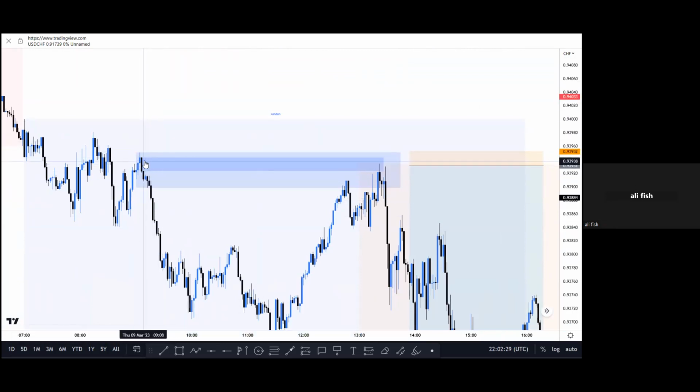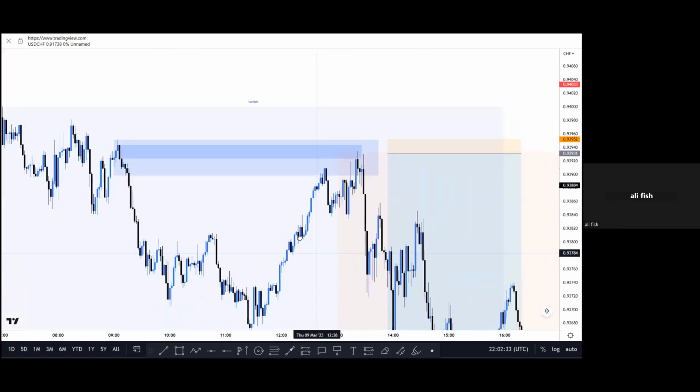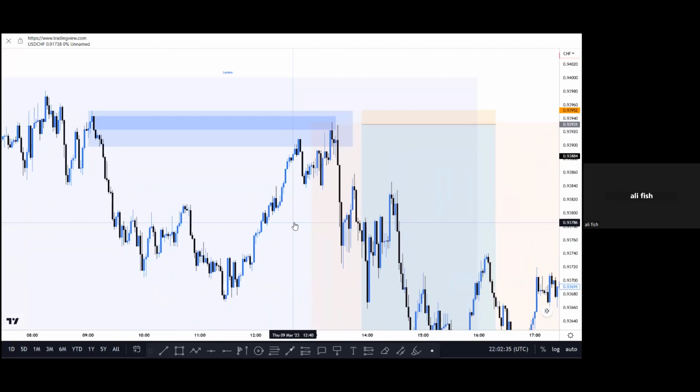But you can see it's just the last bit of imbalance it came up and tapped into before it fell away. But yeah, I'm a bit different to Lee. I'm not waiting for 4 hour POIs. I'm generally just looking for volume to come into the market during London or New York, and then I'm just looking for the supply or demand zones that initiated it and just trading off them.